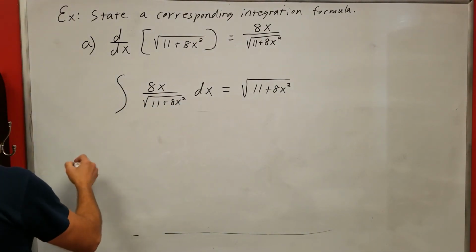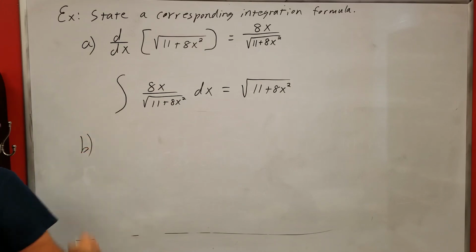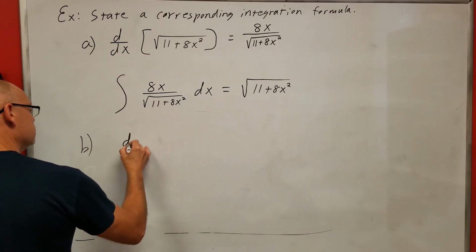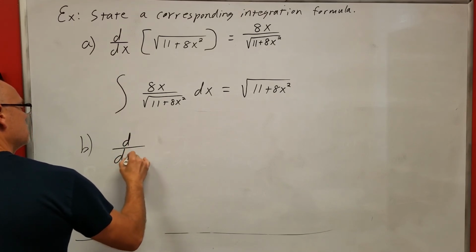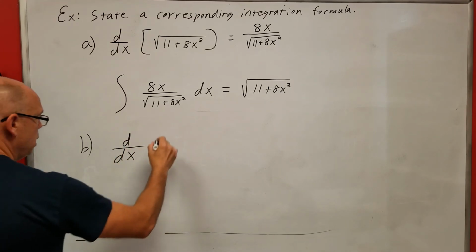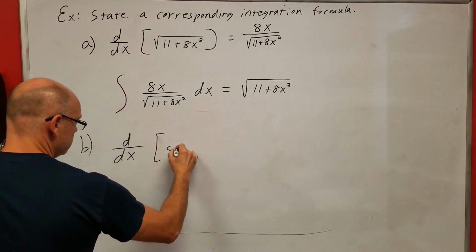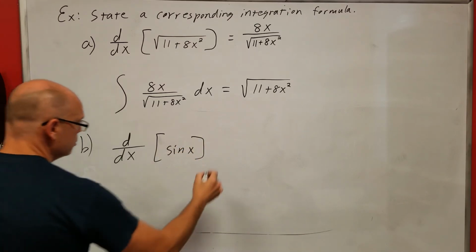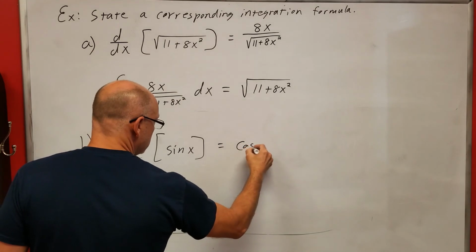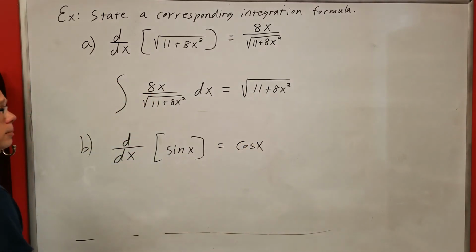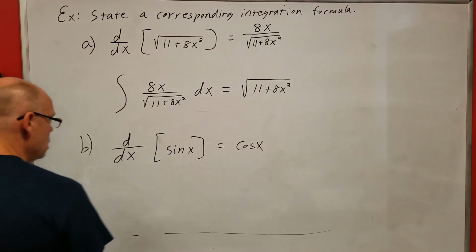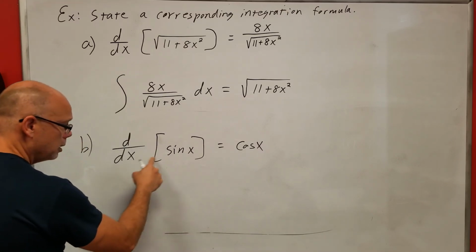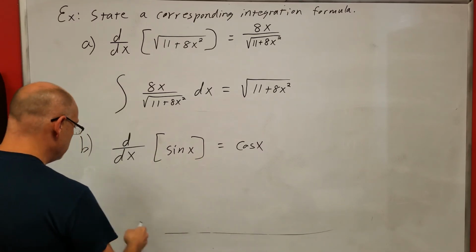Let's see. I'm going to make up a part B. You don't have this one in your notes, but let me make this one up, okay? Let's say we had the derivative with respect to x of the sine of x. Well, y'all can tell me right away that's the cosine of x, right? Now, what am I saying? I'm saying if I take the derivative of the sine, I get the cosine, right?